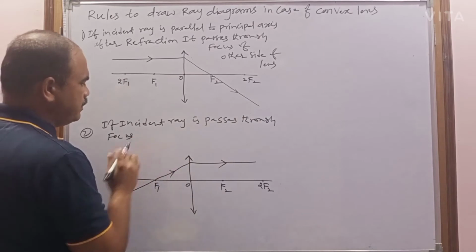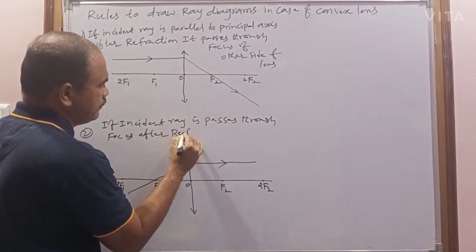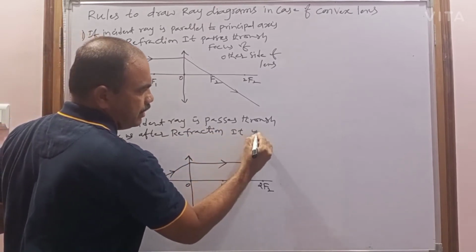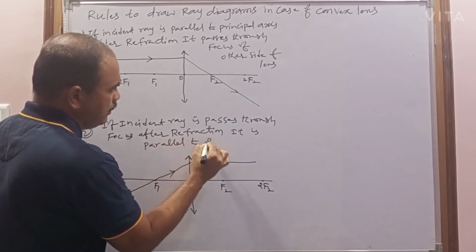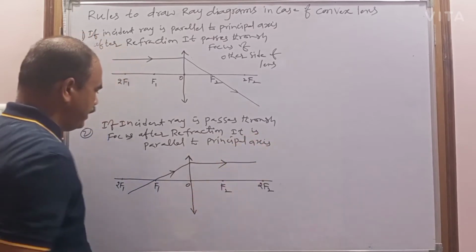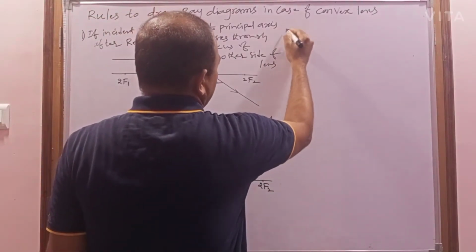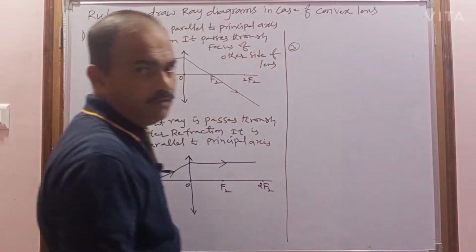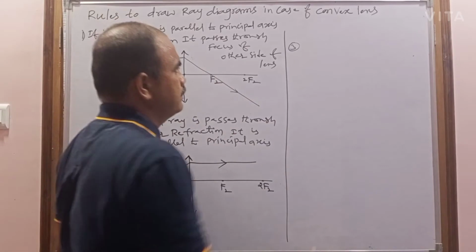So if the incident ray passes through the focus, after refraction it is parallel to the principal axis. So this is the second rule. Now coming to the third rule. The third rule is given when the incident ray passes through the optic center.